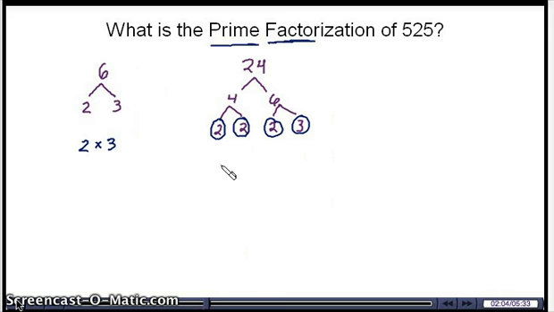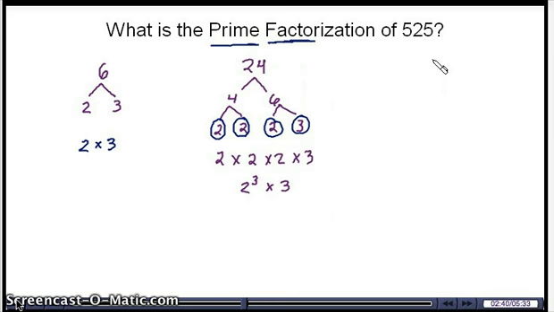And now we can write our prime factors. We have 2 times 2 times 2 times 3. Another way to write 2 times 2 times 2 is 2 to the third power. So we have 2 to the third power times 3. And that is the unique prime factorization for the number 24. No other number will have this prime factorization. Well, earlier I said that we could have used any two numbers that multiplied to 24. I just happened to choose 4 and 6.